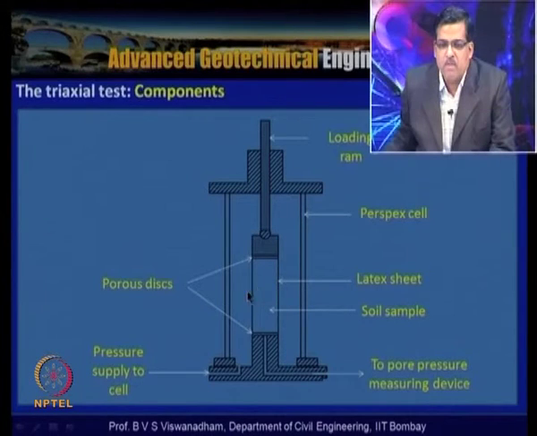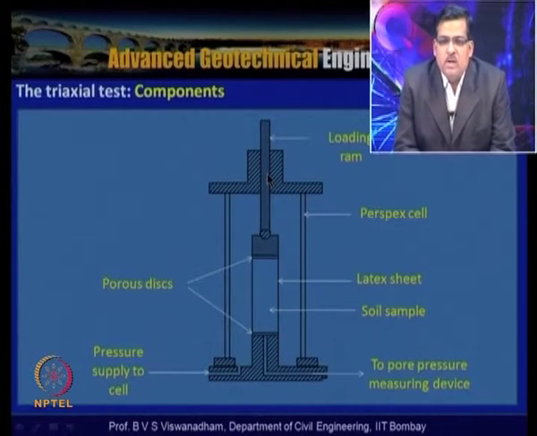In order to prevent interaction of the sample with the water, a membrane is placed, and that membrane ensures water tightness. There are different ports: one port is to supply water into the soil sample, one port is to measure the volume changes, and another port is to measure any changes in the pressure within the sample. The loading is applied from the top, which is called the deviator load.